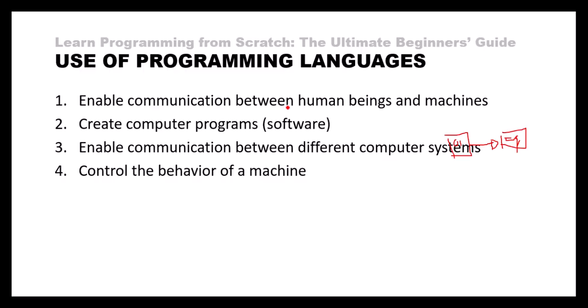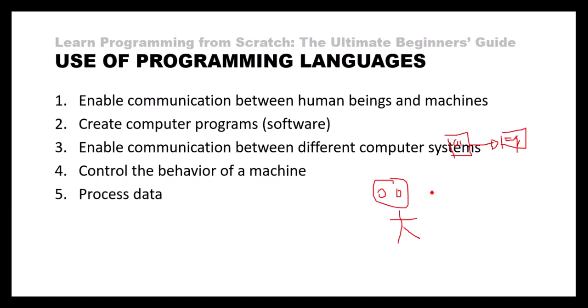Programming languages help us to control the behavior of a machine. So if today we programmed a robot, it is through a programming language that we can tell this robot how to move, we instruct it how to dance, we instruct it what to say, how to answer, how to talk. So it's through the use of a programming language that we give functionality and behavior to computers or machines.